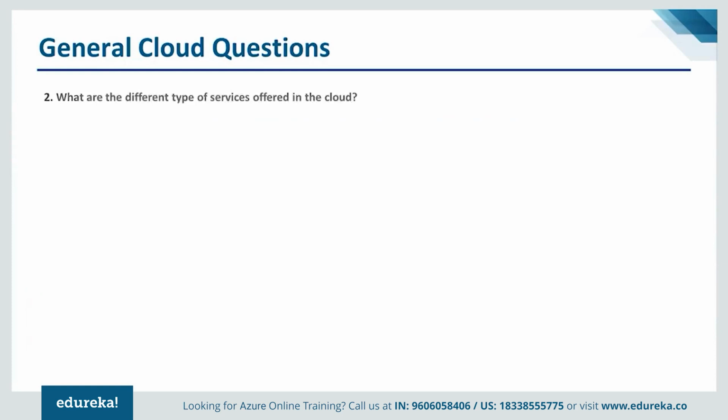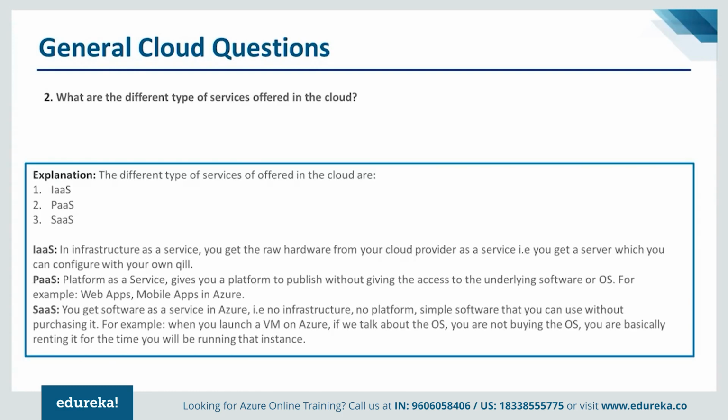Now talking about the different types of services as far as cloud is concerned, there are three major things we talk about: IaaS, PaaS, and SaaS. There are other things too, like somebody has talked about DaaS, database as a service. Then there's SES, which is for mails. But majorly we categorize these into three types: IaaS, PaaS, and SaaS.